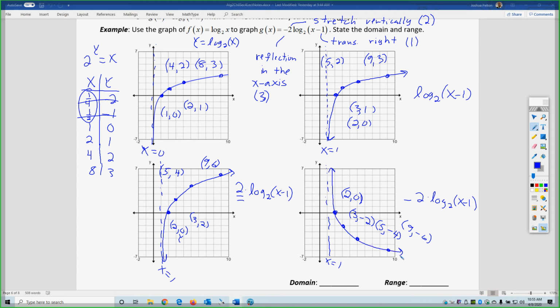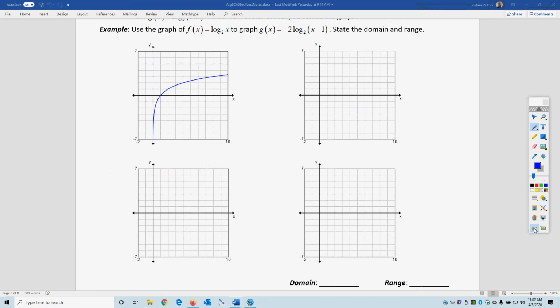So I can try to get to 1, but I can't quite get there. It goes up to infinity, and the range up and down is unlimited. All right, pause the video, try the student problem for yourself.